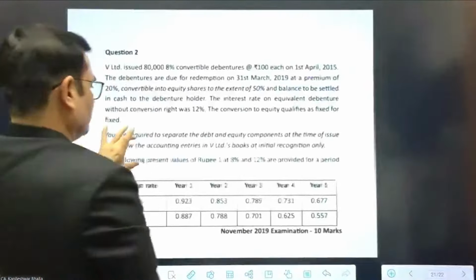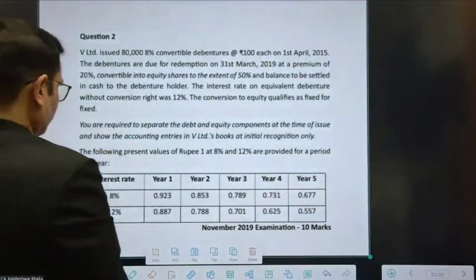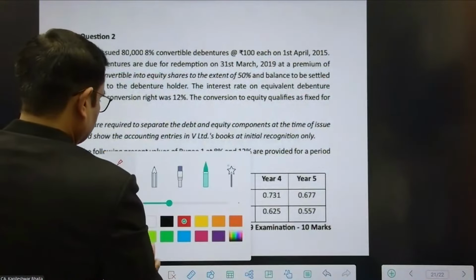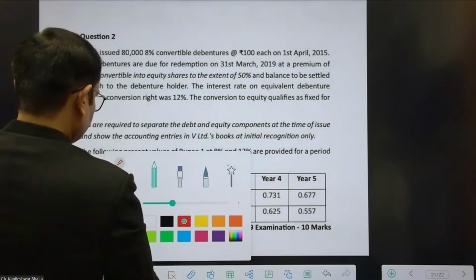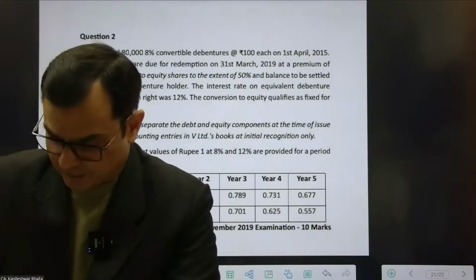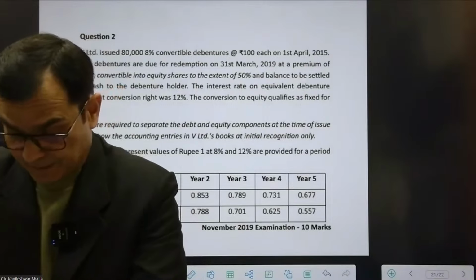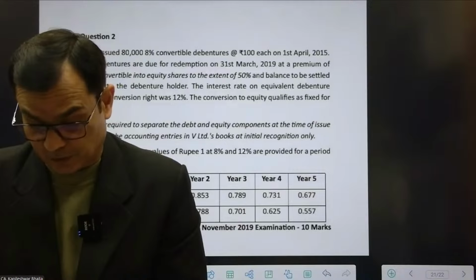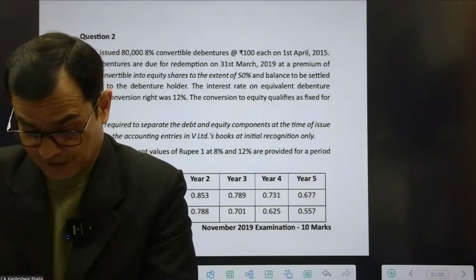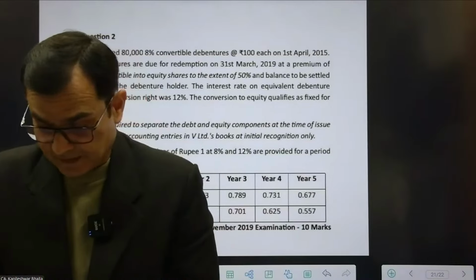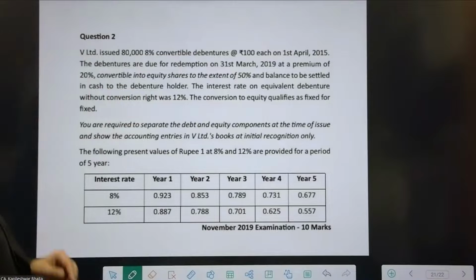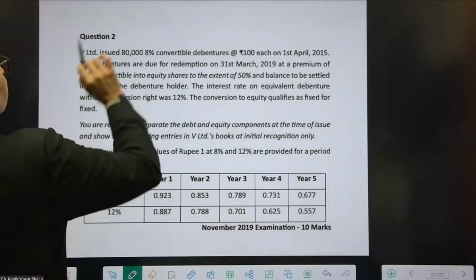So I am going to take you to an examination question in this case. I picked up examination question number 2. This is November 2019, and that is 10 marks in the exam. So let's have a look at this particular question. We're going to look at this particular question to get more clarity of thoughts. So let me just read this question to you, and we'll see what this particular case is.